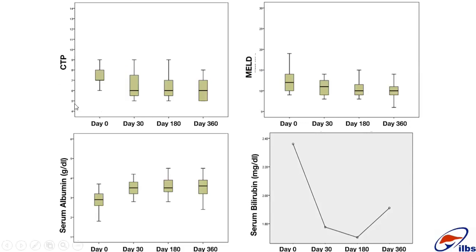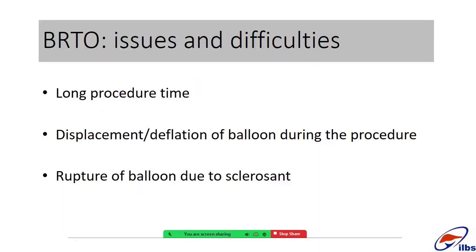And this is how you see what happens to the CTP score. You can see the CTP score is much higher before BRTO. And as you do it, they start coming down. MELD score similarly improves. Albumin goes up. So albumin improves, and overall synthetic function improves.